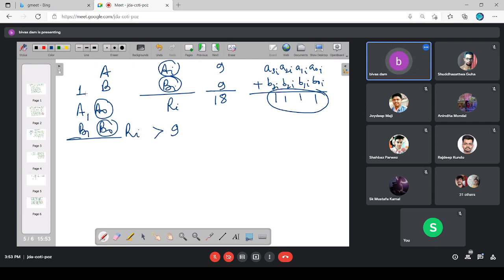When I am adding A1, A0 with B1, B0, remember these are all decimal digits. That means I am assuming A to be a 2-digit decimal number and B also a 2-digit decimal number. So when you are adding A0 with B0, if the summation result exceeds 9, one carry should be generated and that should go to the next higher stage. Is it not? Yes, sir. Fine.